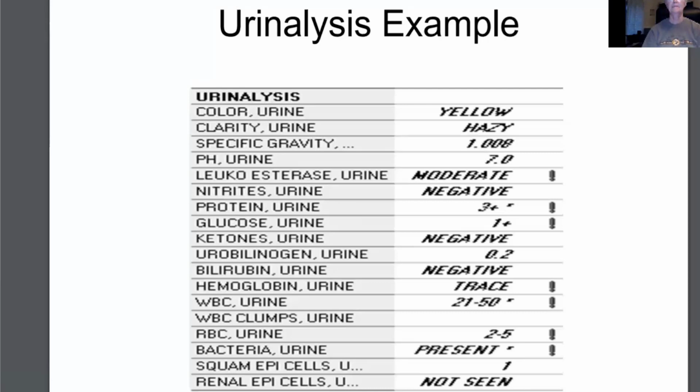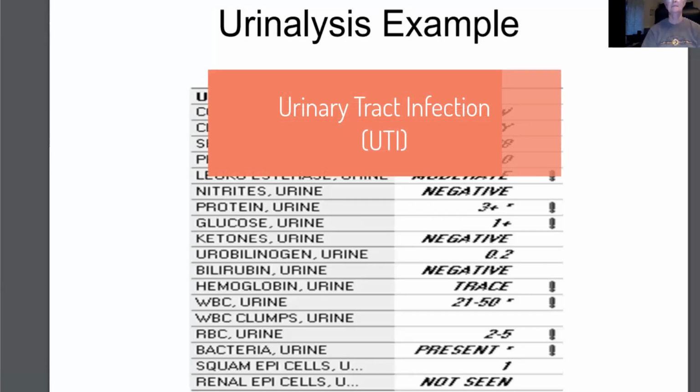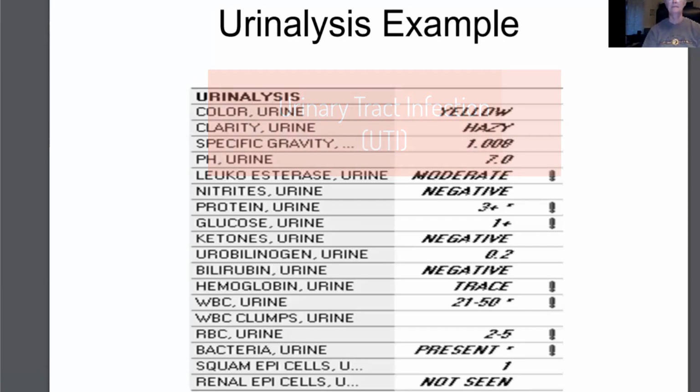I think a lot of people, when they think of a UA, most commonly think of testing for a UTI, or urinary tract infection, and that is one of the things that we can test for with a UA. But I'll briefly mention a few other things that you're looking for on a UA, and then what may indicate that someone has a UTI. That's probably the most helpful thing to get from a urinalysis.